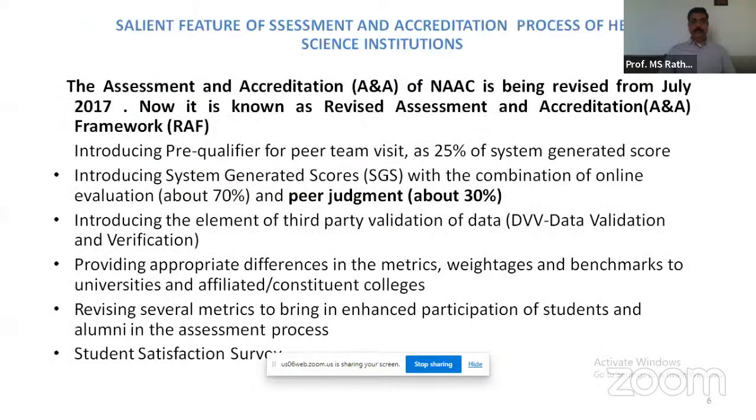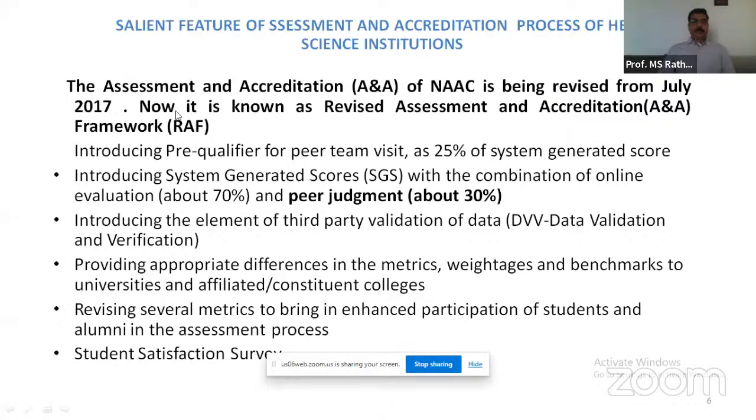So these are the things from the students' point of view. And now I will discuss with you the salient features of this assessment and accreditation process for the general institutions. This is for health science, it's written, but it's for the general institutions, that is, affiliated colleges.